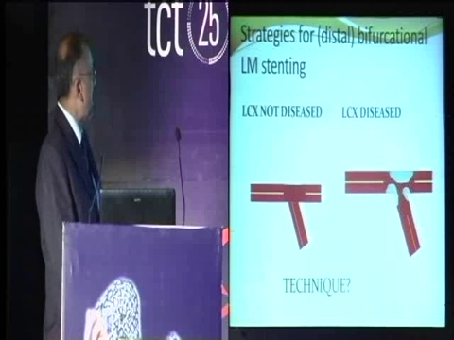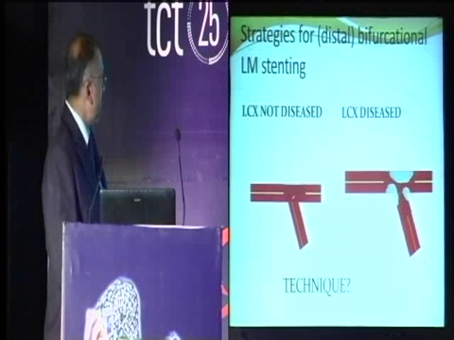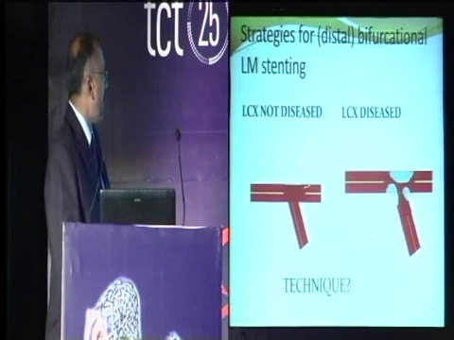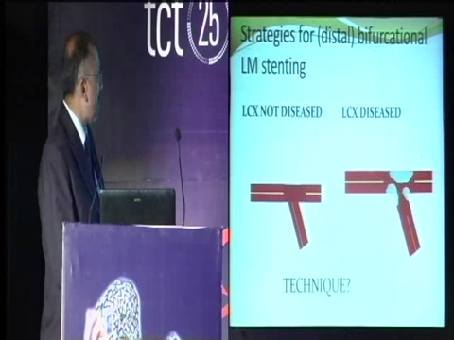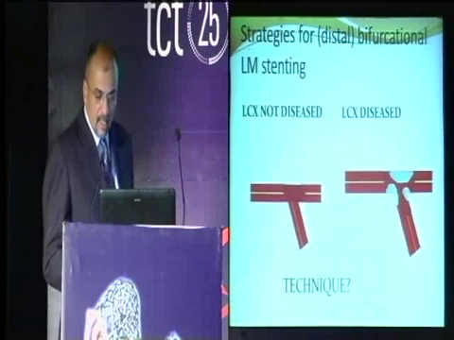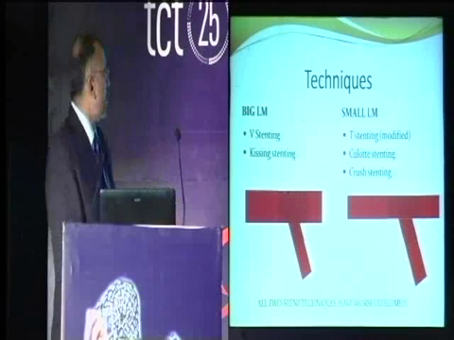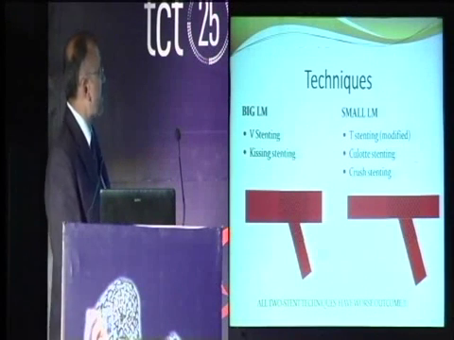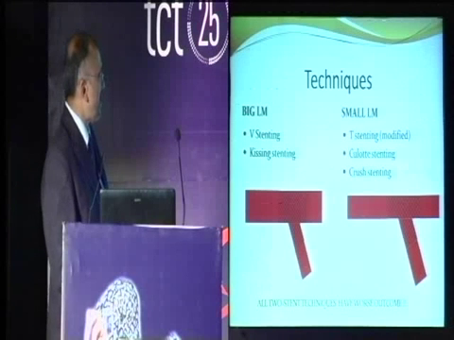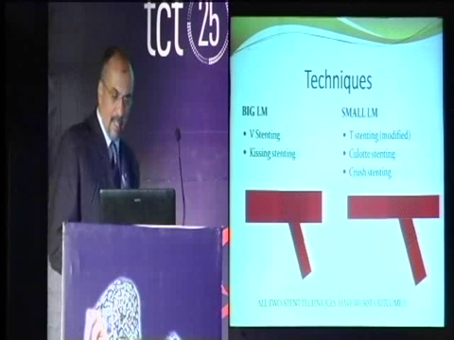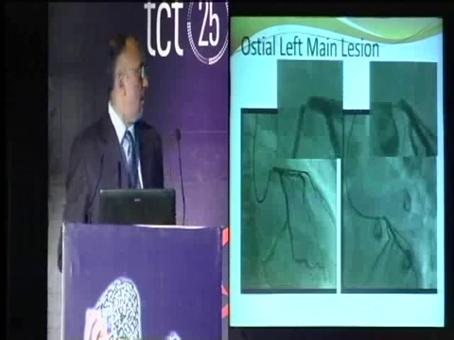Of course, when you look at these strategies, if the circumflex is not diseased, single stent. If the circumflex is diseased, then if the left main is big, you go for a kissing or a V. If it's small, I would say just a crush stenting. All these other strategies are not really very good.